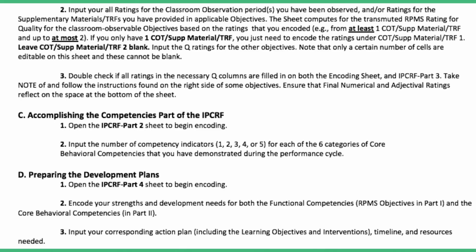You need to open the IPCRF Part 2 sheet to begin encoding. Input the number of competency indicators, 1, 2, 3, 4, or 5, for each of the 6 categories of core behavioral competencies that you have demonstrated during the performance cycle.